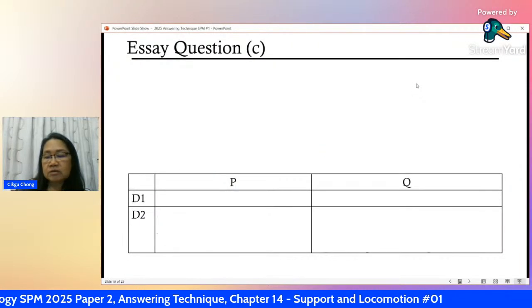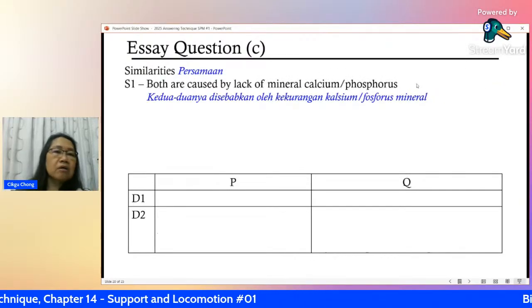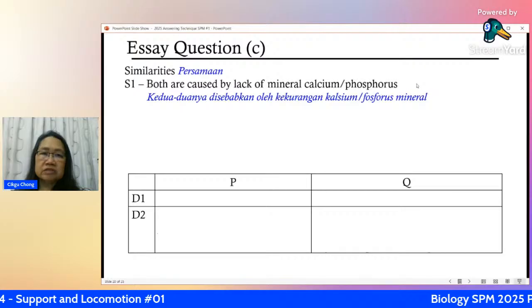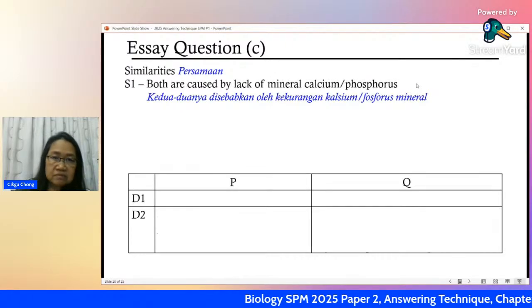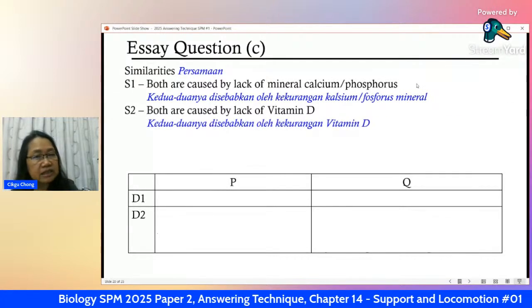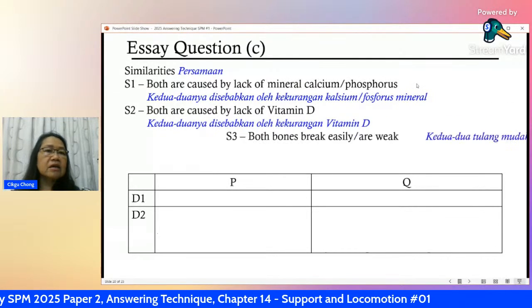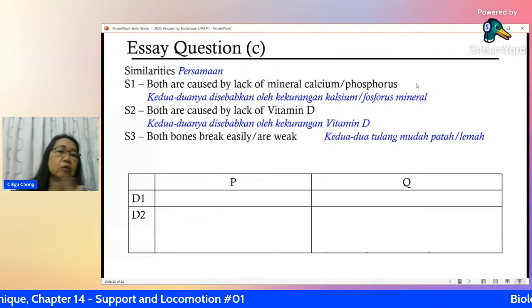Similarity first. Let's talk about similarity. Similarity, we put like this, both. Both are caused by lack of calcium or mineral calcium, or phosphorus. Both are caused by lack of vitamin D. And then both bones break easily. Both bones are weak.